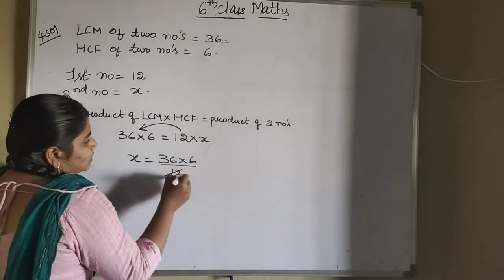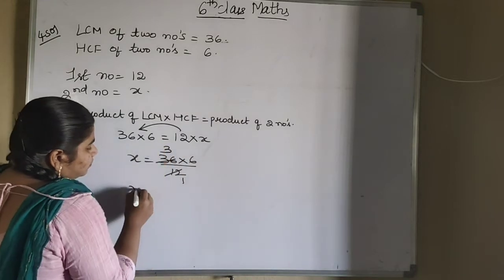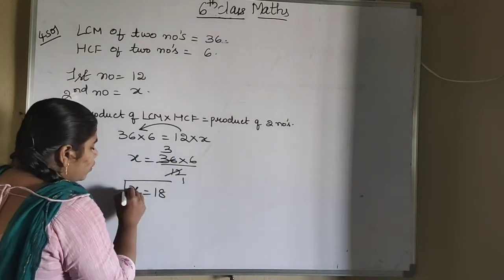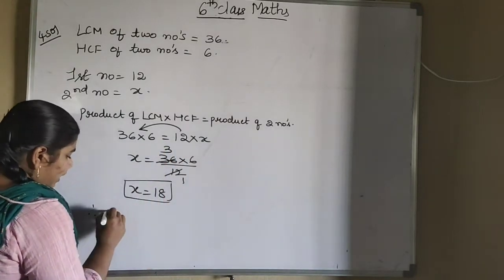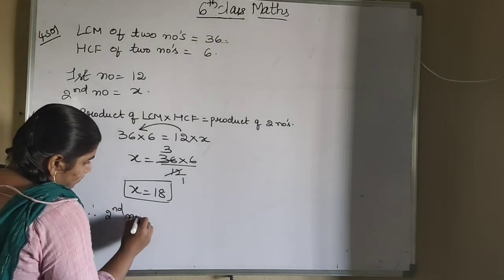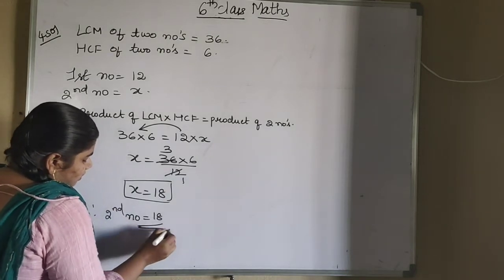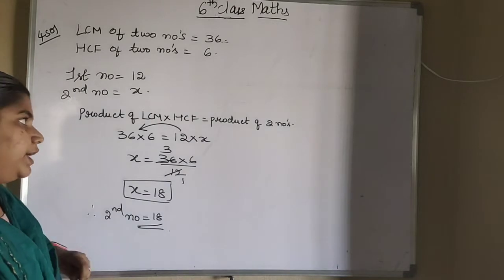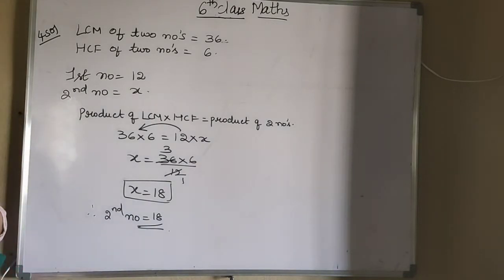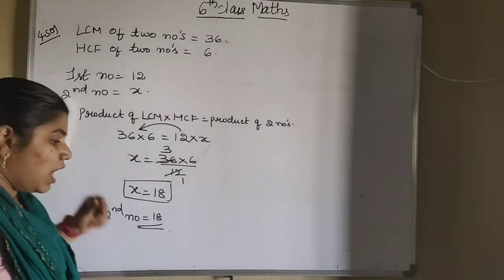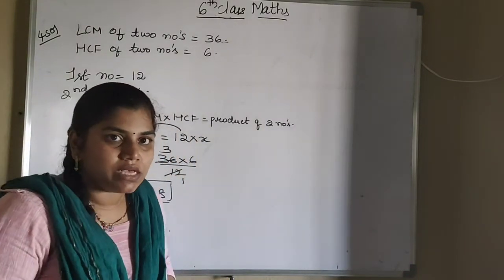So 12 ones are 12, 12 threes are 36. X is equal to how much now? 18. That means the second number is 18 here. Okay, so this is our fourth solution. With this our exercise 3.6 is completed.